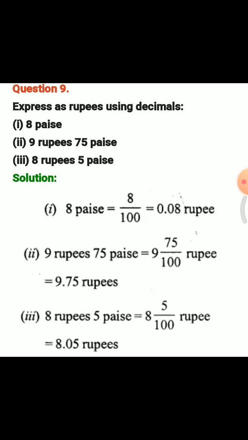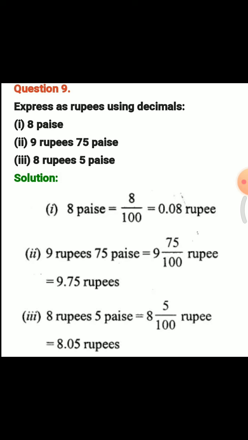Next question, express as rupees using decimal: 8 paise. तो you know very well कि 1 पैसे equal to 1 by 100 rupee, तो 8 पैसे equal to 8 by 100 rupee. Your answer will be 0.08 rupee. Okay. 9 rupees 75 paise, so your answer 9 rupees 75 by 100, so your answer will be 0.75. So your final answer will be 9.75 rupees. Okay. Next is homework.